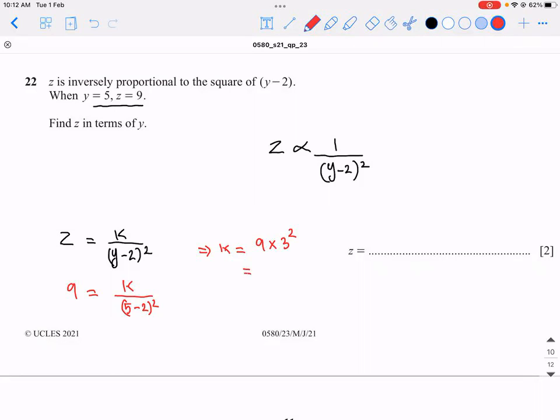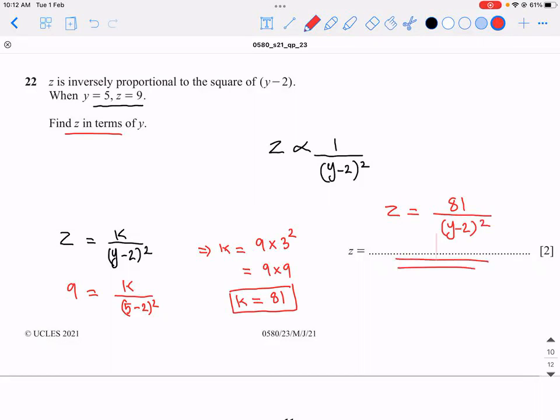So it's going to be 9 multiplied by 9. It's going to be 81. So the k value we got is 81, right? Therefore, find z in terms of y. So what is the value of z? z is equal to a constant, 81, divided by (y minus 2) whole squared. So that is the idea about this question.